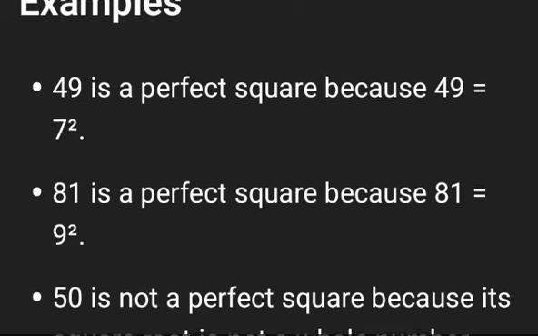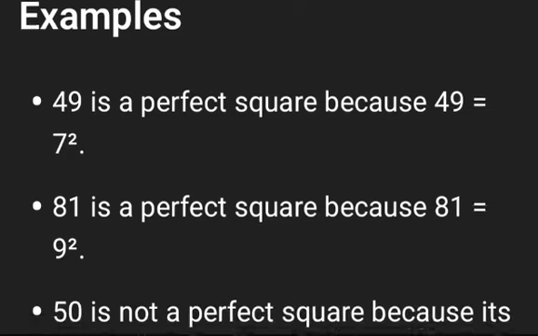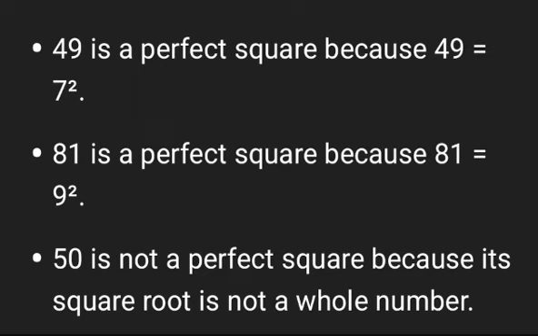Here are examples. 49 is a perfect square because 7 squared is 49. 81 is a perfect square because 9 squared is 81. 50 is not a perfect square because its square root is not a whole number.